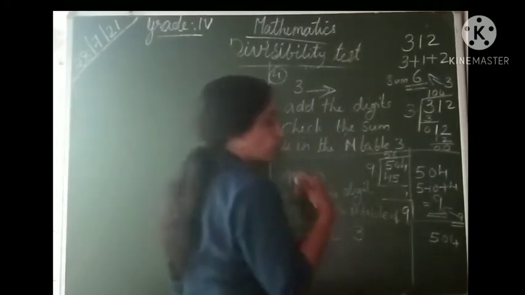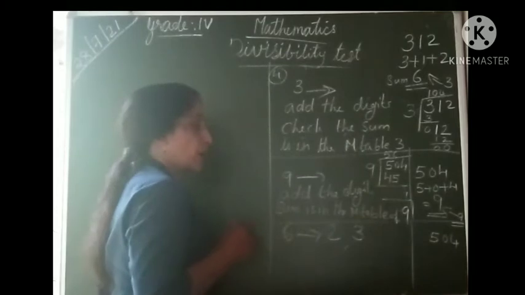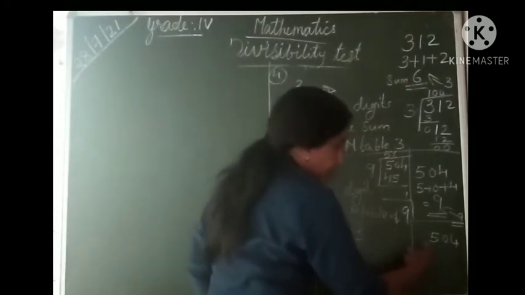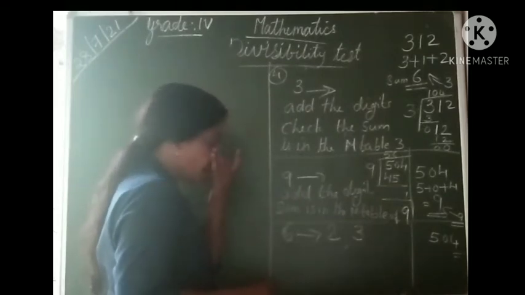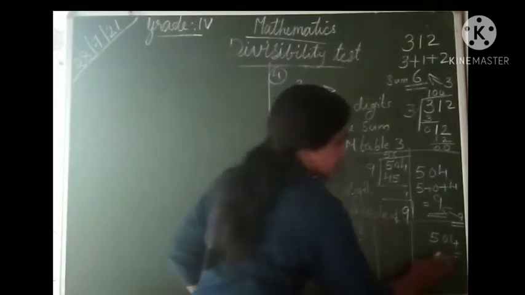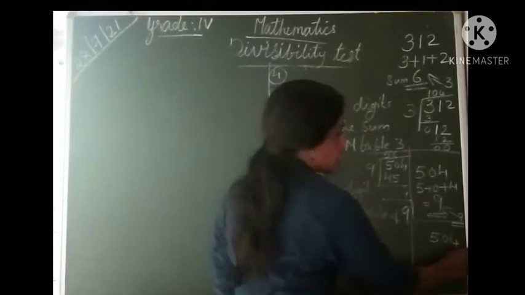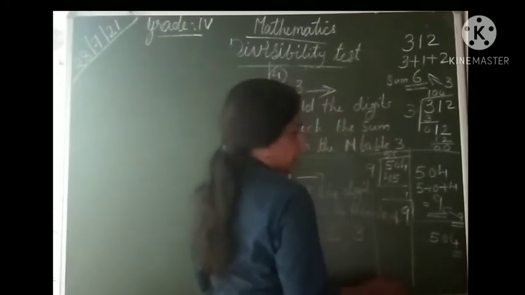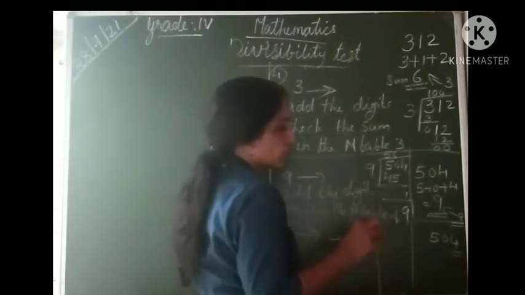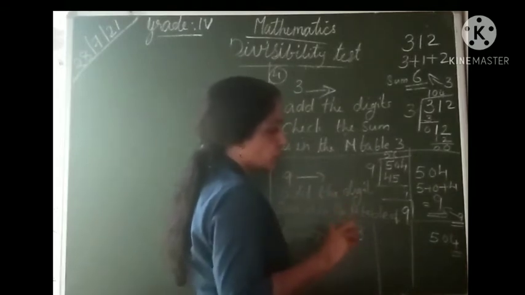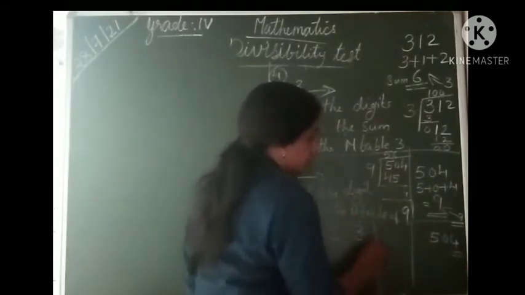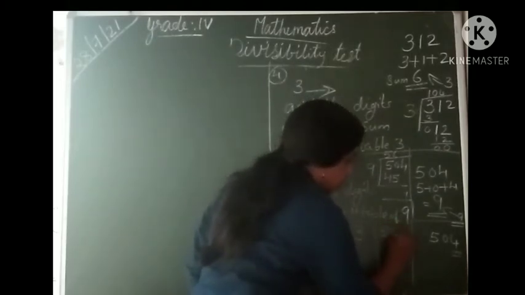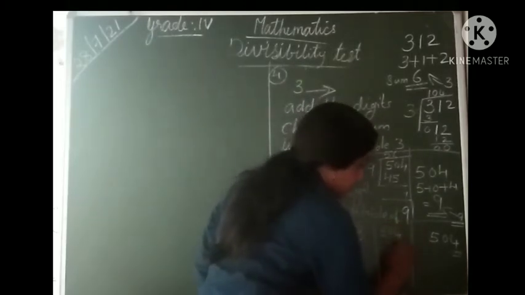Yes. Without division I can easily say. How? I have to check if this number is divisible by 2. First check with 2. Is this number divisible by 2? Yes, because its ones place number is 4. If the number is 0, 2, 4, 6 or 8, the number is divisible by 2. Therefore 504 is divisible by 2.